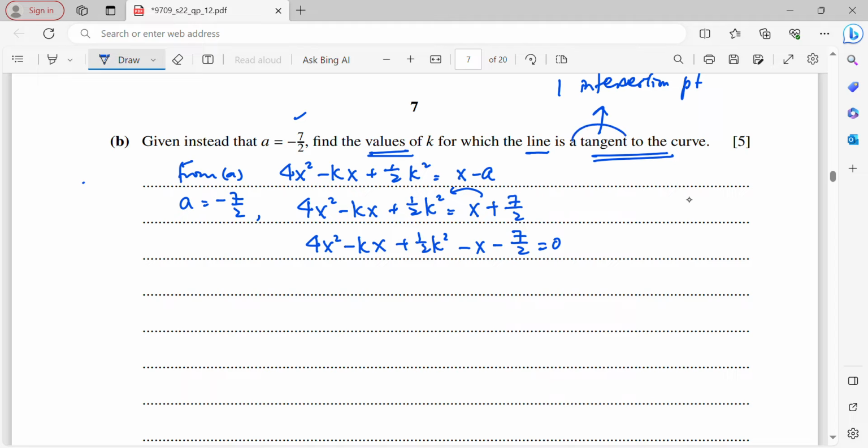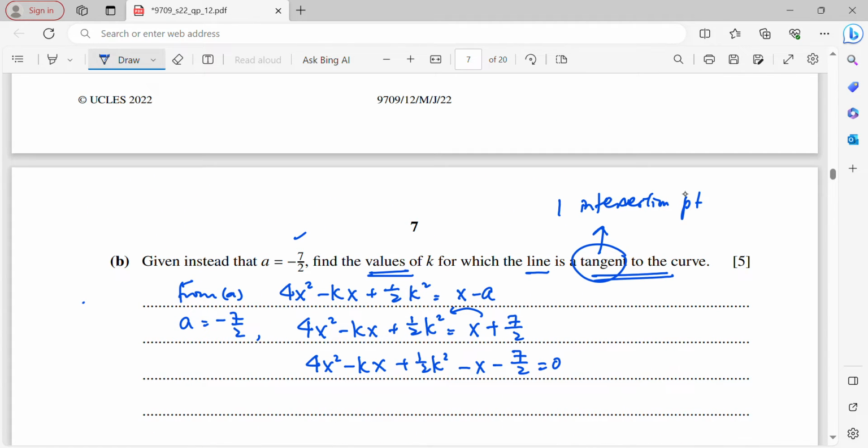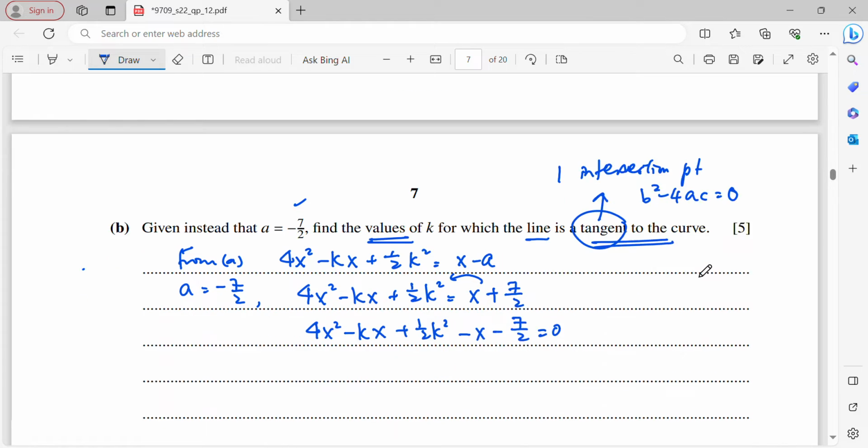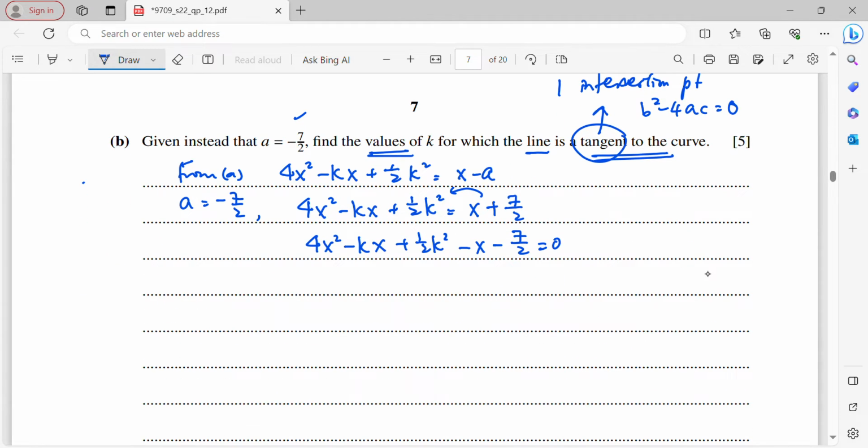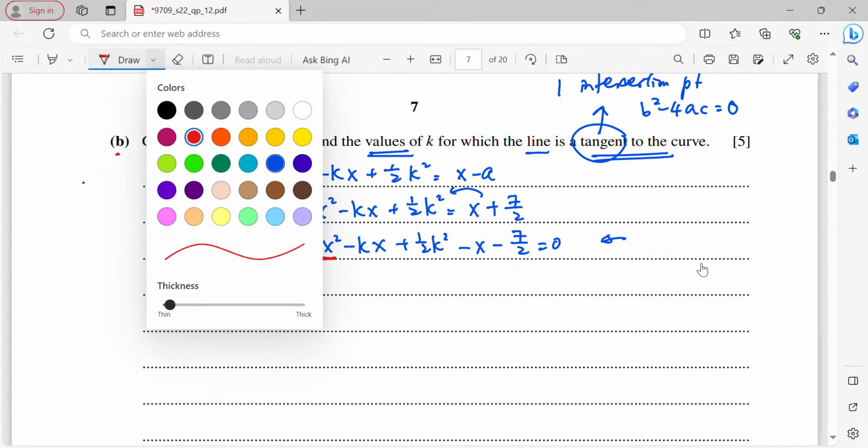Now, for tangent, it will be one intersection point, or in other words, the discriminant equals 0 because there is only one root. So now I need to rearrange this equation first so that it will be in the general quadratic equation form. So I will get 4, it will be just one term with x squared. This is the only term. So it will be 4x squared.